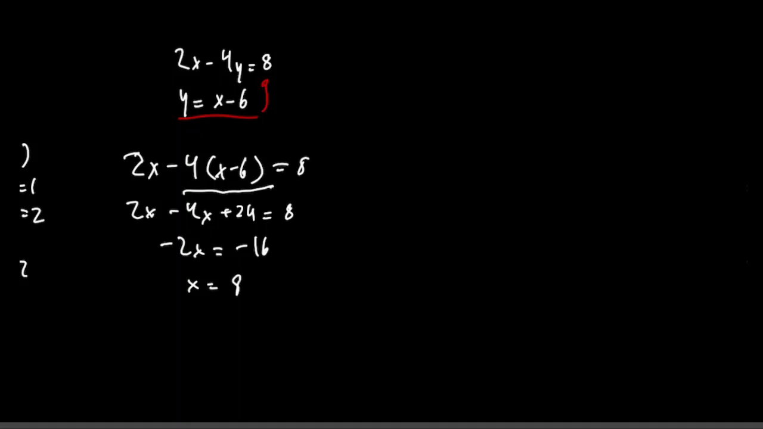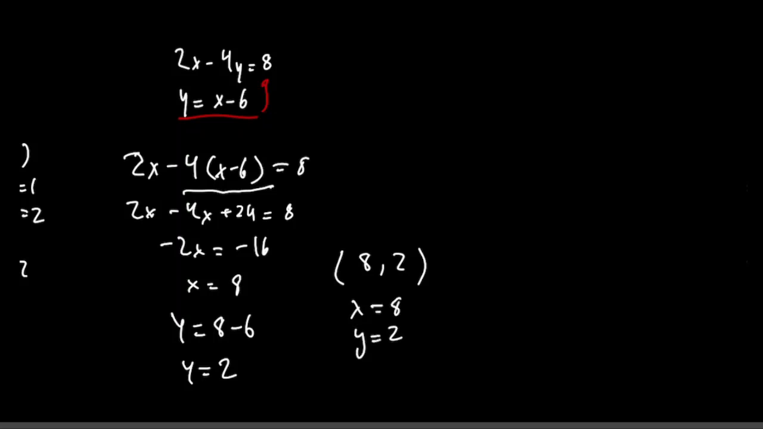Now that we solved for x, we can substitute it into one of the equations to solve for y. So we're going to have the equation y equals 8 minus 6. I substitute 8 for x, and I use the second equation. Getting that, we get y equals 2. So those are our answers. In coordinate form, we get (8, 2). And separately, x equals 8 and y equals 2.